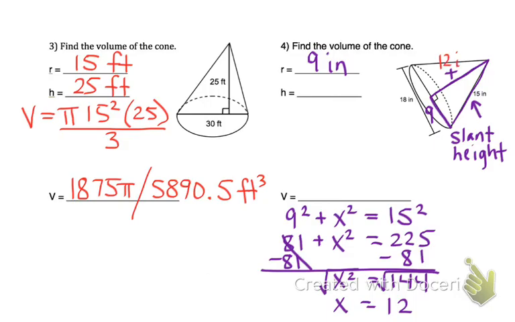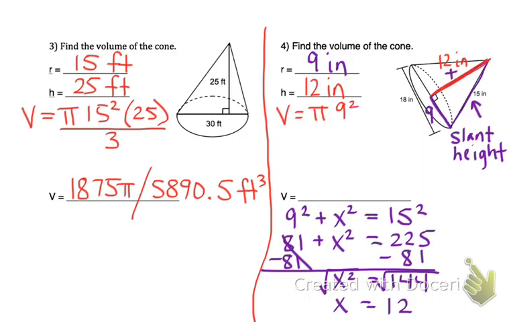So I'm going to write that right here. This 12 inches is the height. So I'm going to fill this in right here, 12 inches. And now I'm going to do the volume formula. So volume is equal to pi times 9 squared, radius squared, times the height, which is 12, divided by 3.